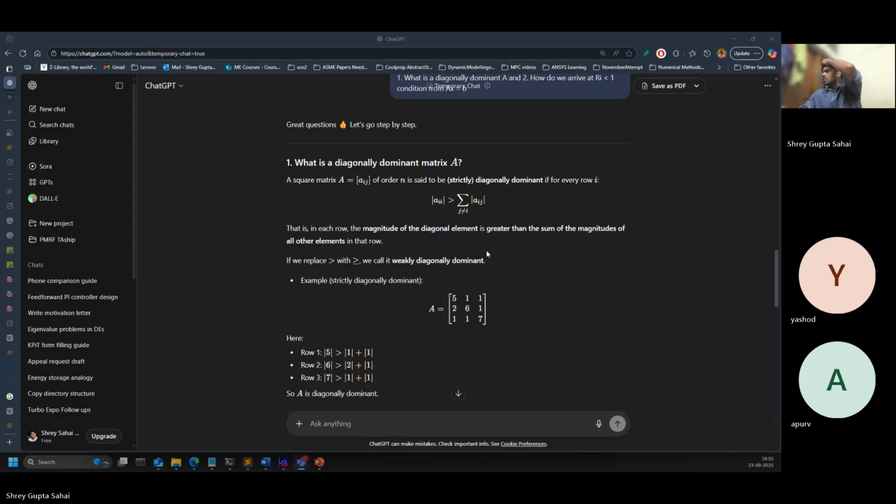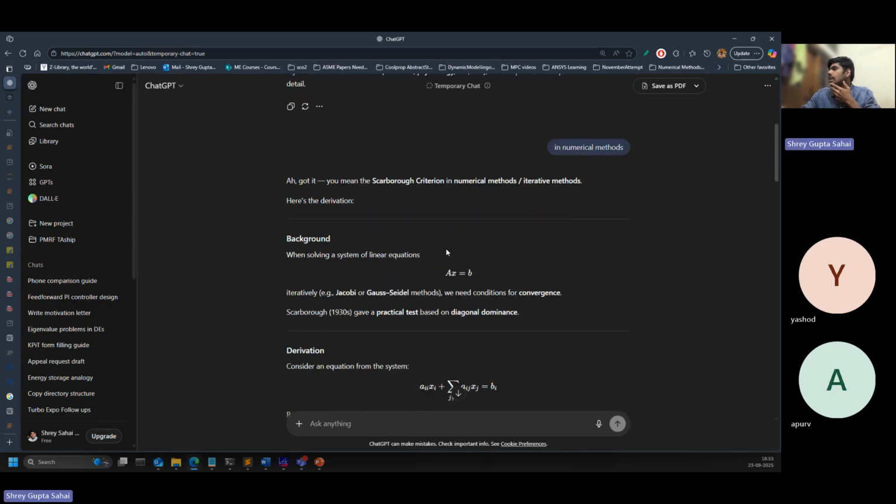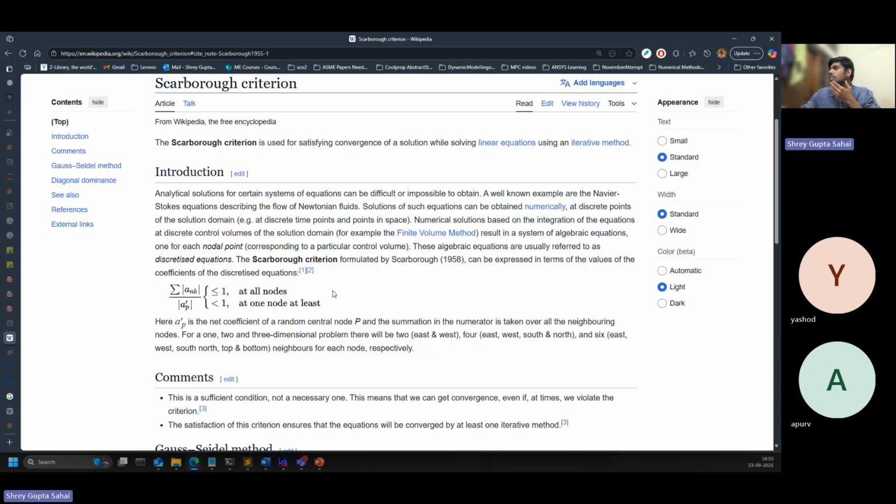Okay, so what is a diagonally dominant matrix? A matrix of order n is said to be diagonally dominant if summation of mod of, okay, wait, does this criteria follow only for diagonally dominant matrices, the Scarborough criteria?